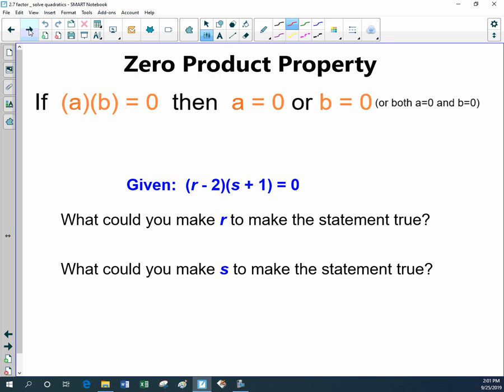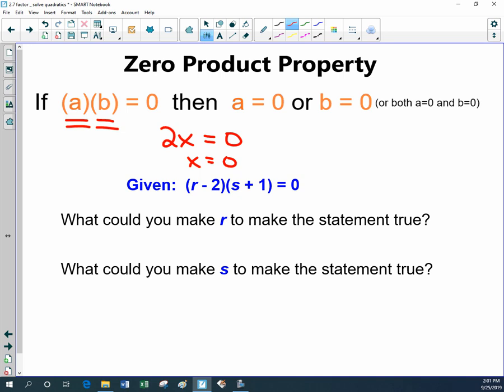So the zero product property is simply saying that if we multiply A times B and it's equal to 0, then anytime we multiply two numbers together and get 0, one or both of those numbers has got to be equal to 0. So for example, if we have 2x equal to 0, well, 2 times what number would be equal to 0? That would be x equals 0.